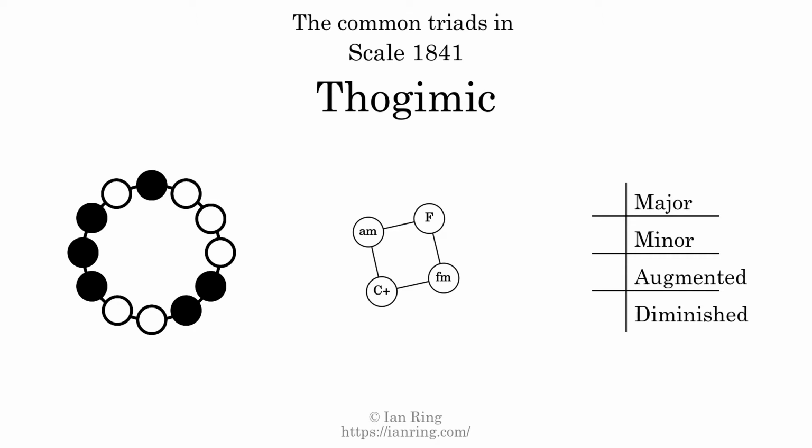Here are the common triads present in this scale. The diagram in the center is a graph of parsimonious voice leading between triads. There is one major triad. There are 2 minor triads. There is one augmented triad. There are no diminished triads. Here is a Hamiltonian path of parsimonious voice leading that uses all the triads.